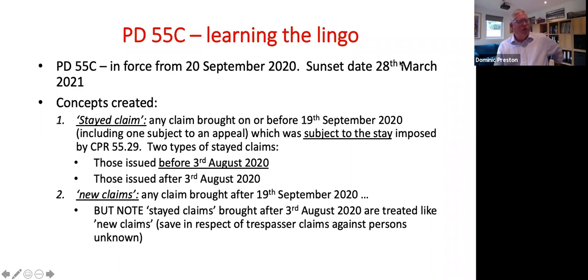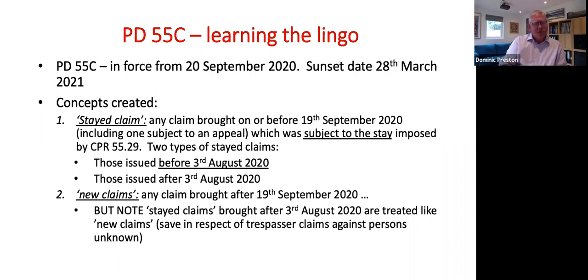So Alice talked about new lingo that we have to learn, and the bits that I want you to think about with regard to the practice direction are stayed claims and new claims. Just deal quickly with the time period in which this practice direction is in force. It's in force from the 20th of September, which is obviously last Sunday, so nothing really happens until the 21st. And there is a sunset clause, which is at 28th of March, 2021. So the practice direction disappears on that day.